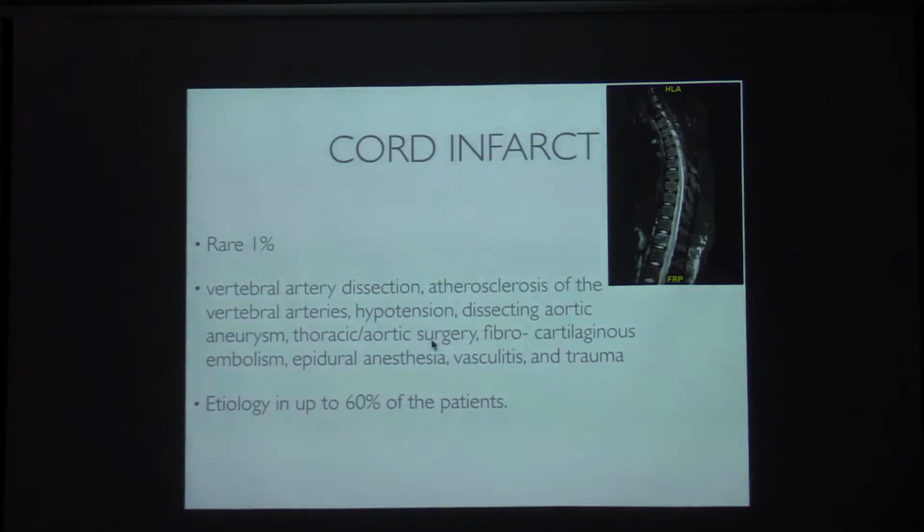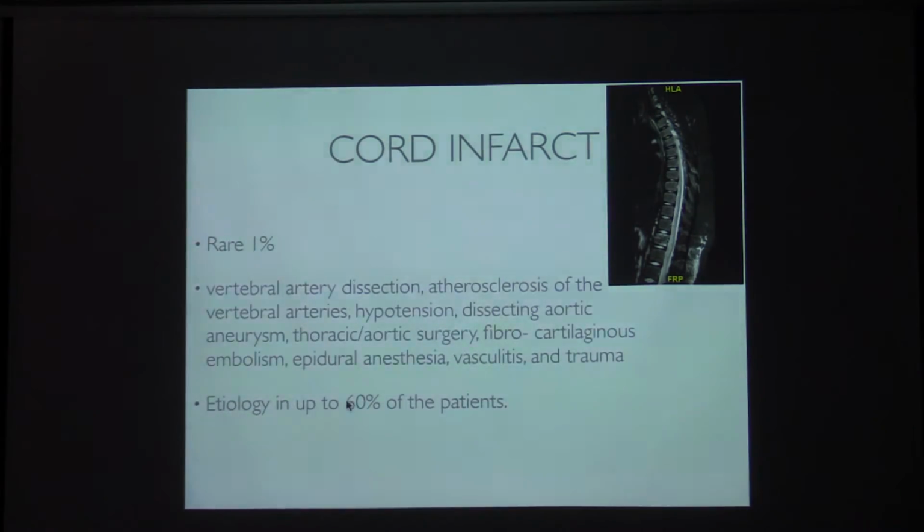Okay, so cord infarcts are rare. That's why we're not so good at it. And the reasons, not explanation, the reasons for that are a lot. There you have the obvious: dissection, atherosclerotic disease of the vertebral arteries, hypotension, dissecting aneurysm. Obviously, surgery is the most common. Fibrocartilage embolization, with a bizarre reason, epidural anesthesia, vasculitis, and trauma. So it's probably happening. Maybe we're even missing some of them.